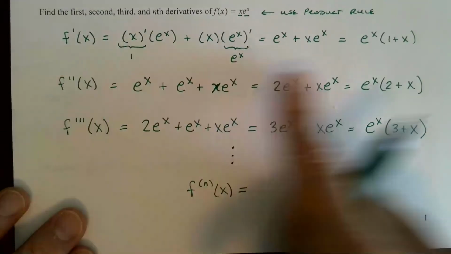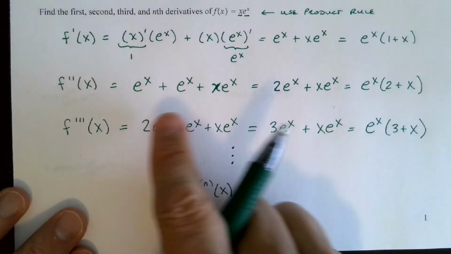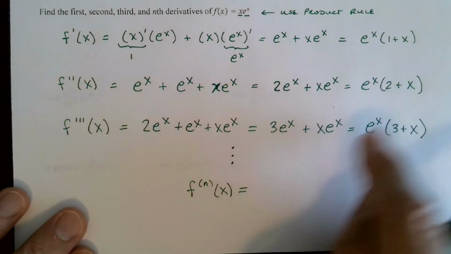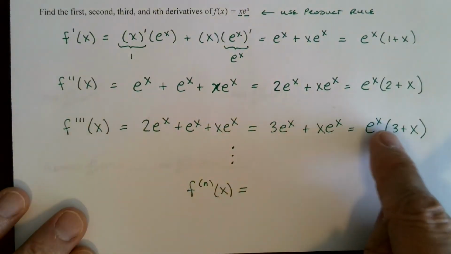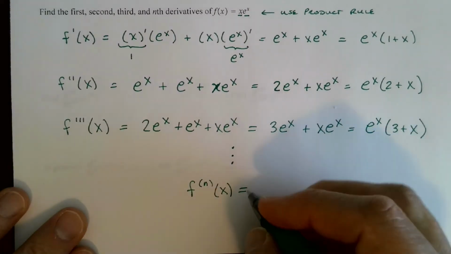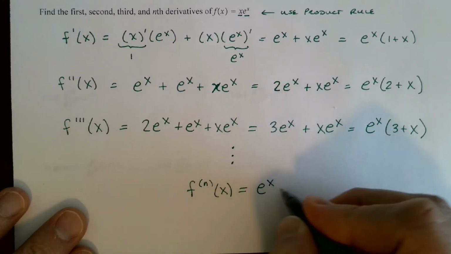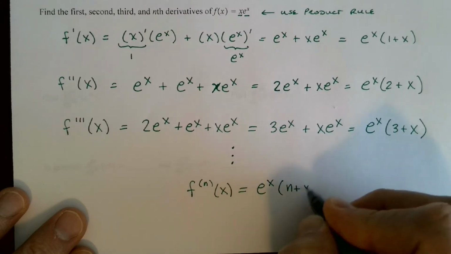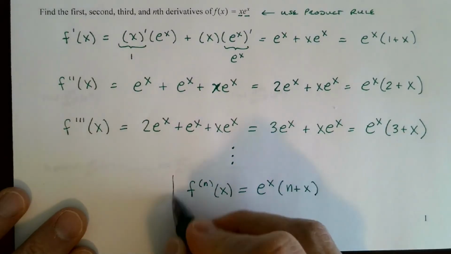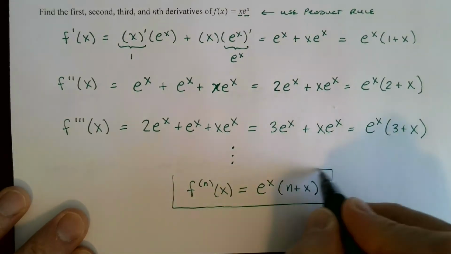All right. First derivative, e to the x times 1 plus x. Second derivative, e to the x times 2 plus x. Third derivative, e to the x times 3 plus x. So what's the pattern? e to the x times n plus x. Right?